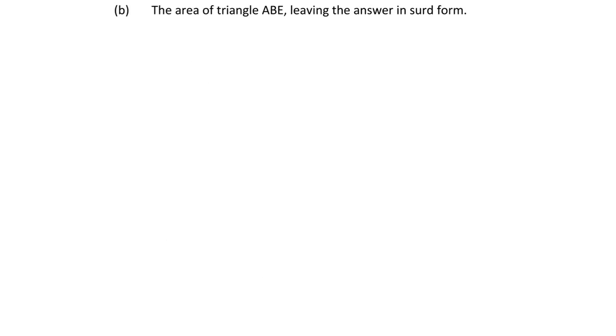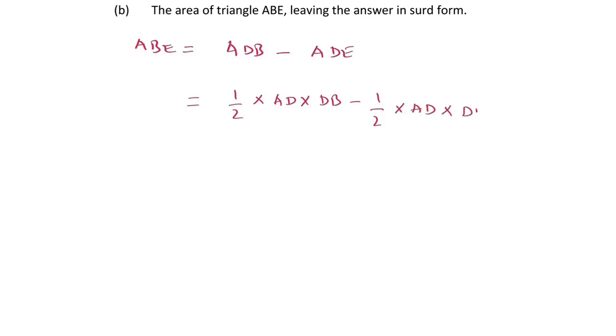For part B, we are supposed to find the area of a triangle ABE, leaving the answer in standard form. Okay, so for this one, area of triangle ABE equals area of triangle ADB minus area of triangle ADE. So using the area of a triangle formula, we are going to have 1/2 times AD times DB minus 1/2 times AD times DE.